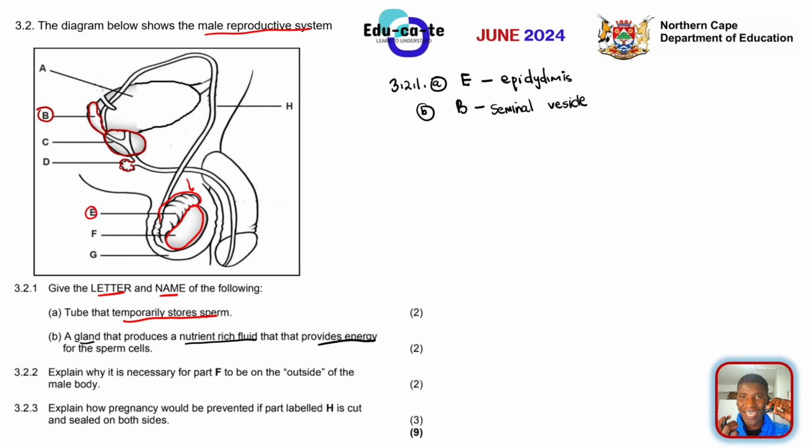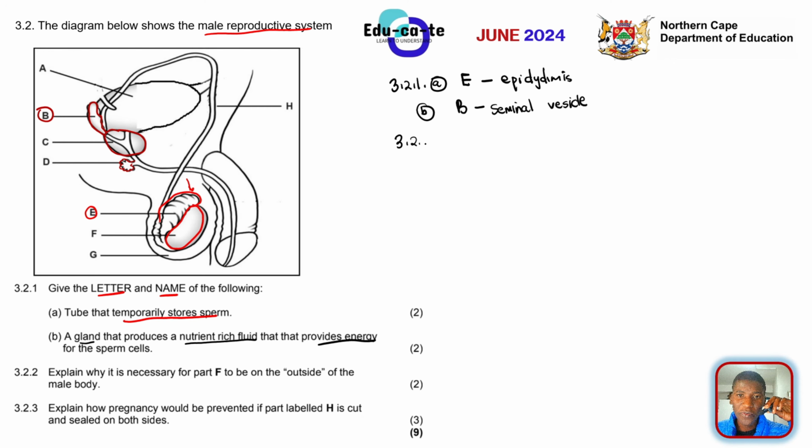It is to protect the sperm cells from the acidic vagina, because remember that the sperm cells are at risk of attack from the acidic vagina. So basically the prostate gland serves that function. Please don't confuse those two functions, whereas the Cowper's gland releases mucus, and the mucus just allows the sperm cells to move smoothly. And then now 3.2.2.